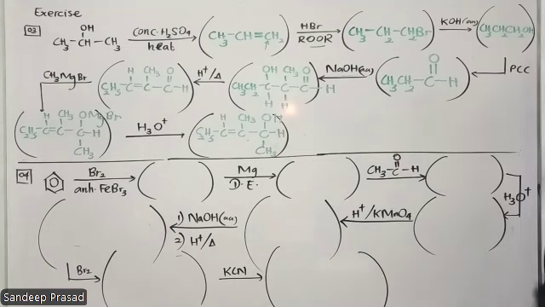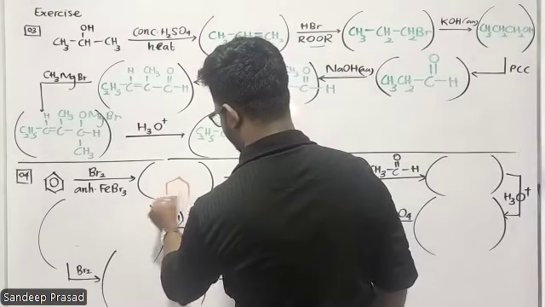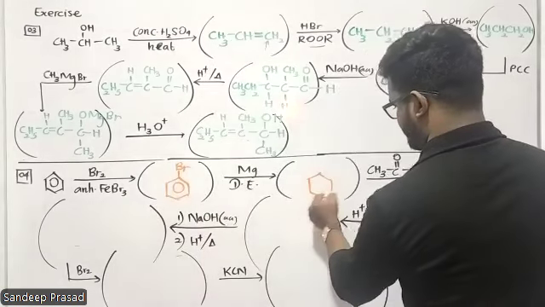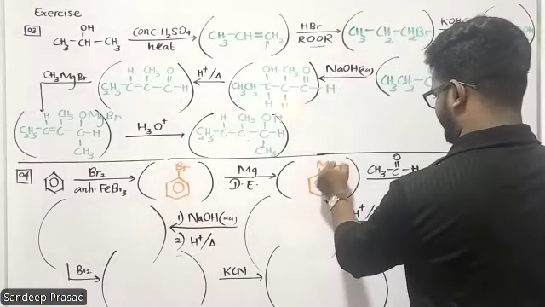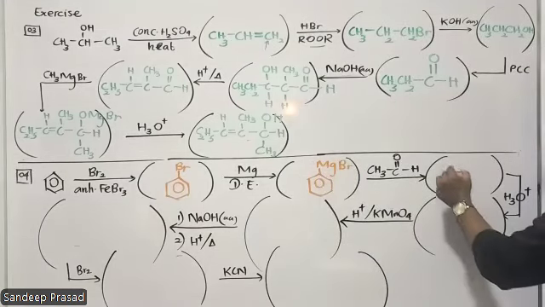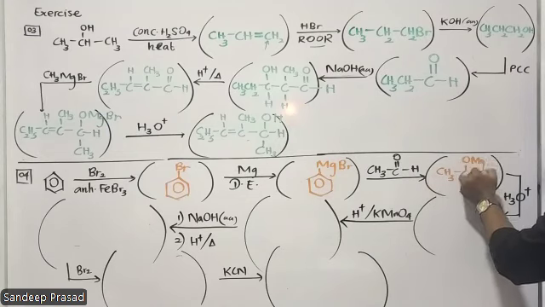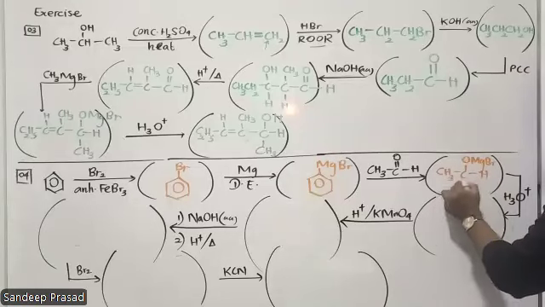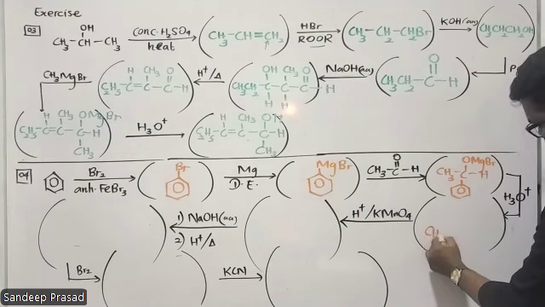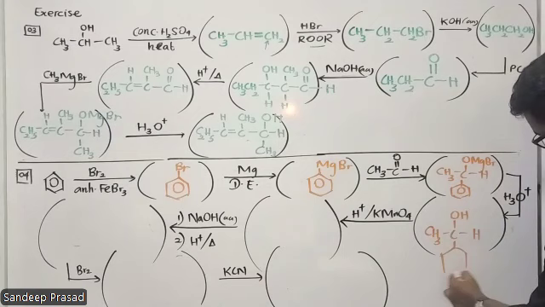What about the fourth one? Bromobenzene is produced. After that, Grignard reagent MgBr is produced. So thereafter, we can say that CH3 OMgBr H phenyl ring. So after addition of H3O plus, CH3 OH H and the benzene ring here.